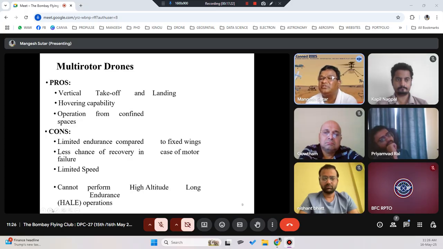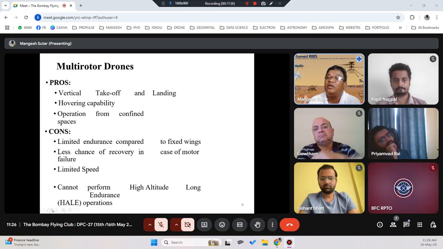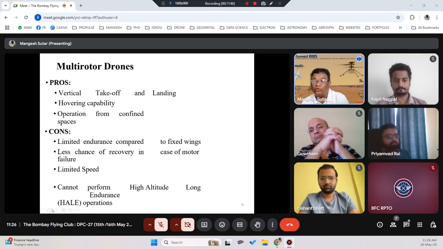Endurance is the first thing. Limited endurance compared to fixed wing. But even though we say endurance, even flying a quadcopter for 20 to 30 minutes is a huge time. You will understand when you are flying the drone. Even if you fly a drone for 5 minutes, it's a big time. Now, in that 5 minutes, what you can do is all up to you.